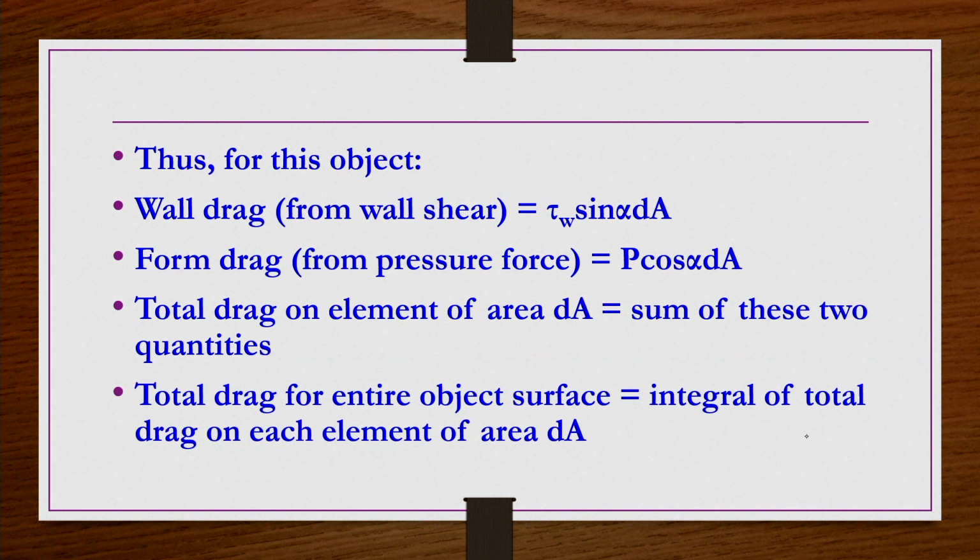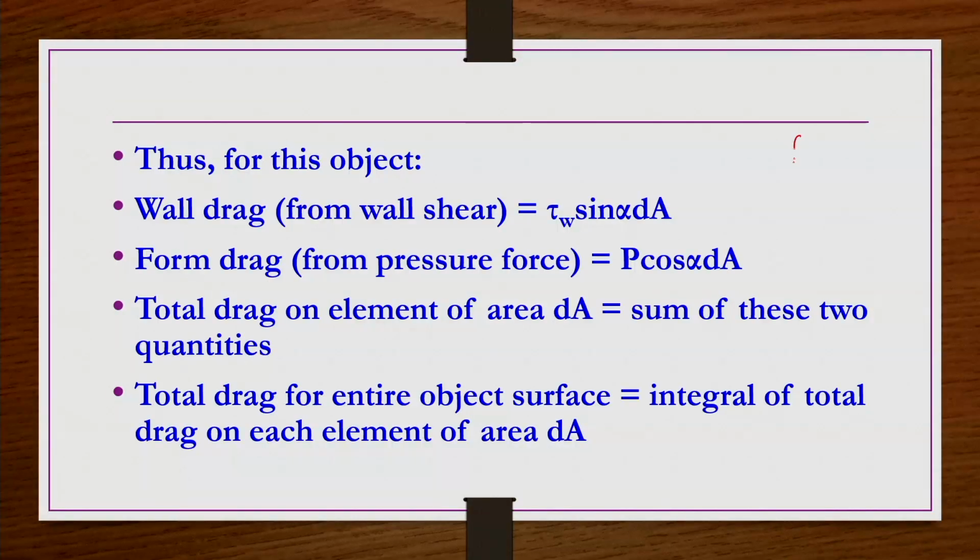Similarly, the total drag for the entire object surface should be the integral of the total drag on each element of area dA. You have to divide the surface of the entire object into small elements, and for each element find out the wall drag and the form drag, then add them together. Like that for individual elements you do it, and then you integrate over the entire surface, and you will get the total drag for the entire solid object.